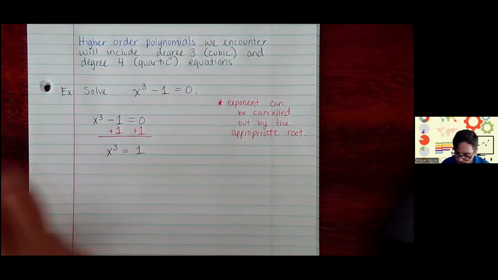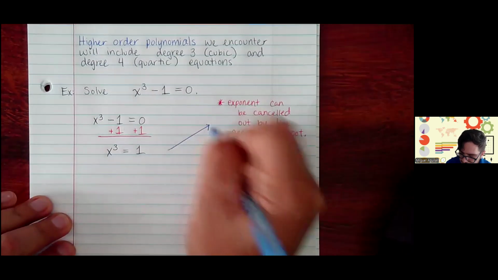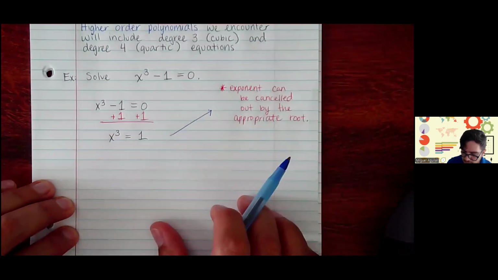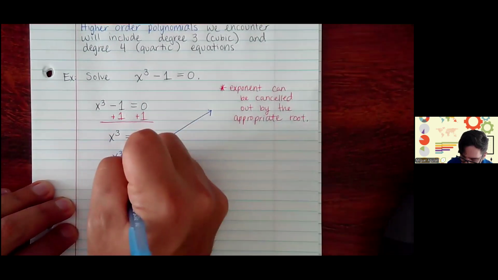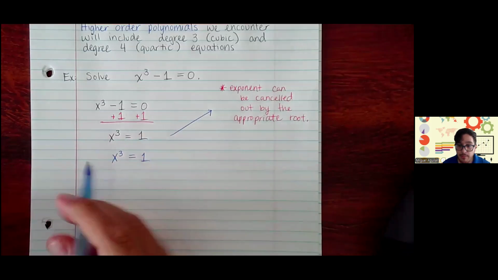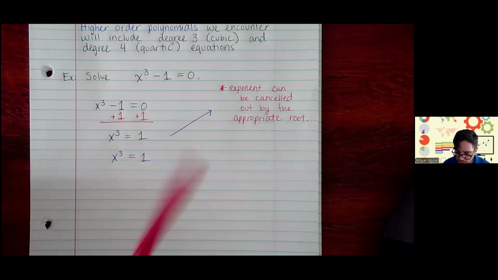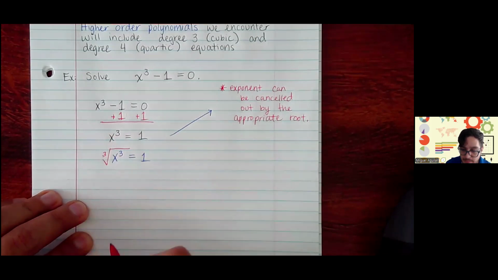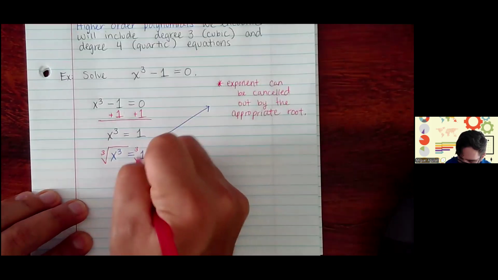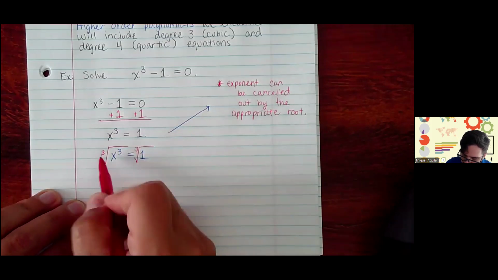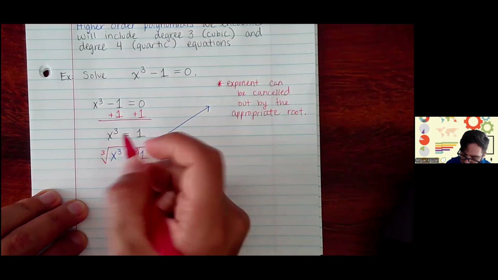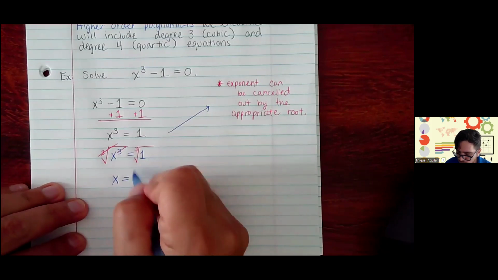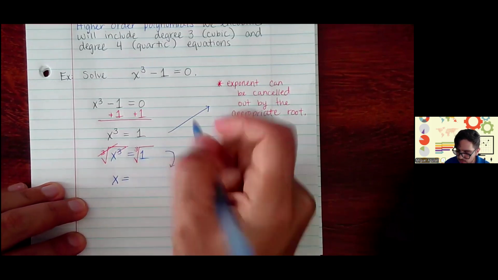And here's where we're going to make use of this key idea that this exponent, a third power, can be canceled out by the appropriate root. Because if we have x to the third power equals 1, then the root that we're going to want to use to cancel out that third power is the third root, since the index matches that exponent. And if we do that on one side of the equation, we have to do it to the other side. So since we know that the third root and the third power are inverses of each other, they cancel each other out, and we'll get x is equal to whatever the third root of 1 simplifies to.